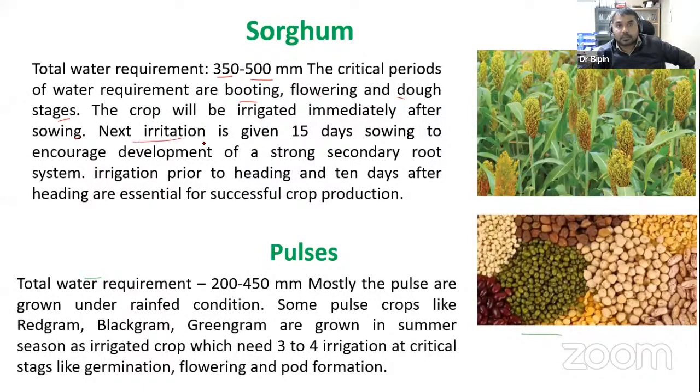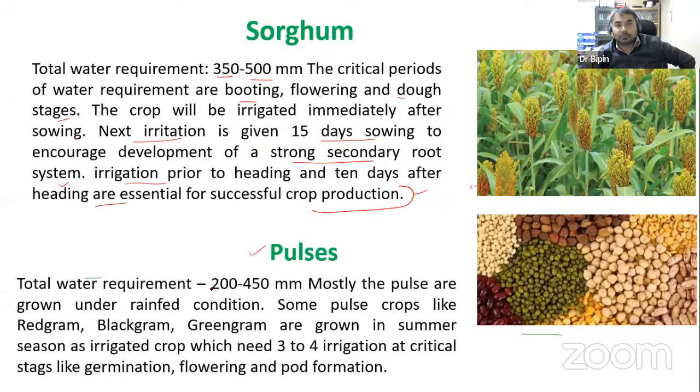And next irrigation is given 15 days after sowing to encourage development of a strong secondary root system. And irrigation prior to heading and 10 days after the heading is essential for successful crop production. So these are the stages where the sorghum requires water, even though sorghum is also a drought resistant crop.